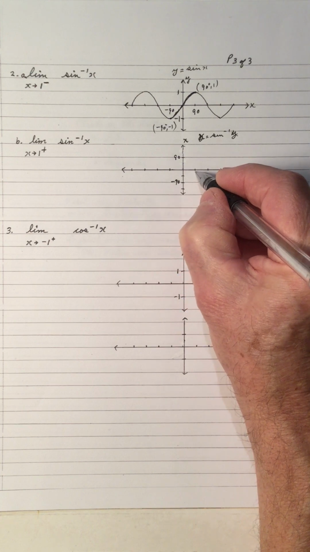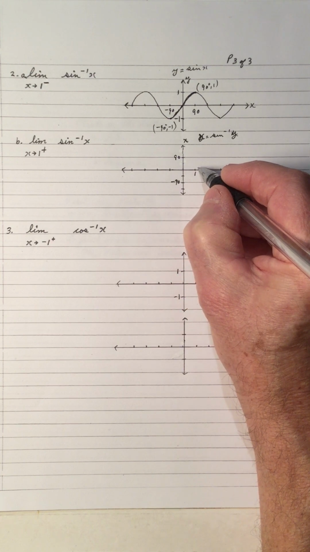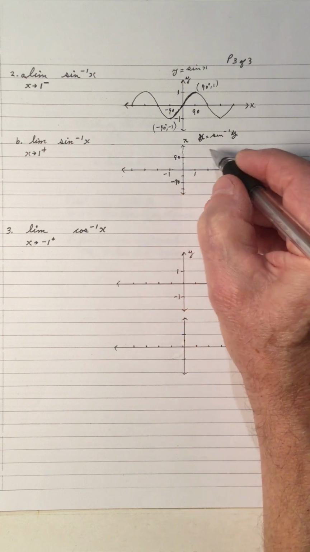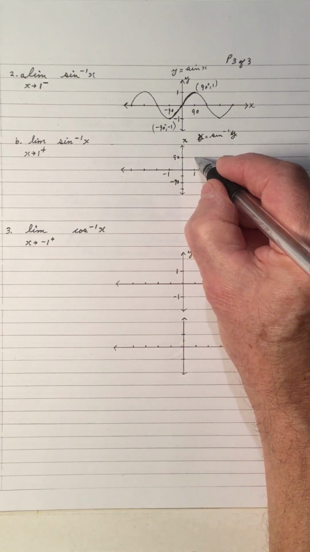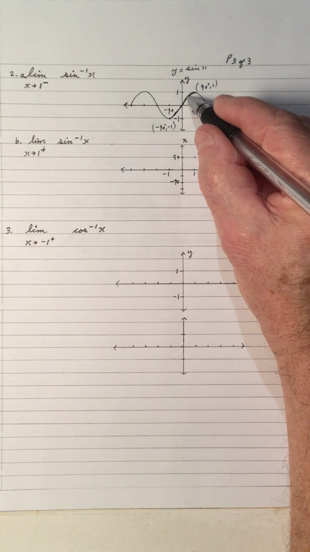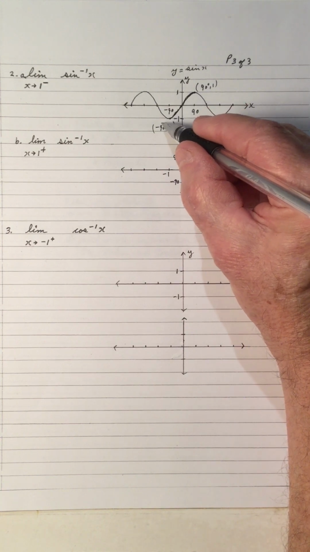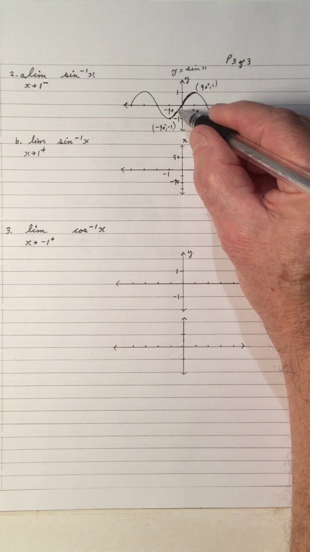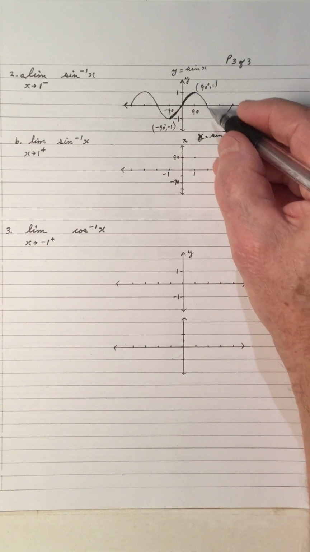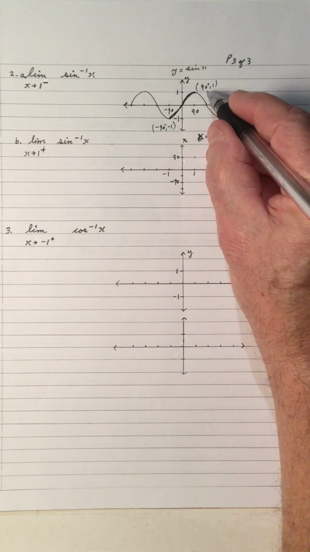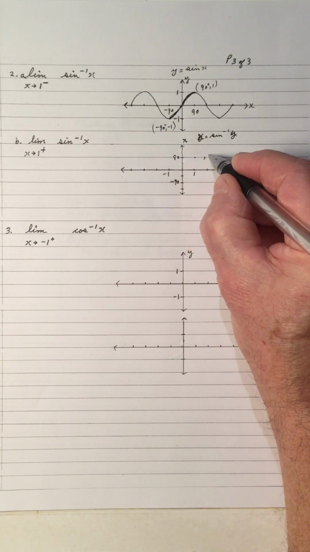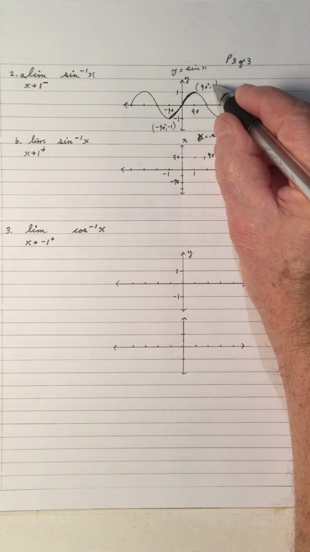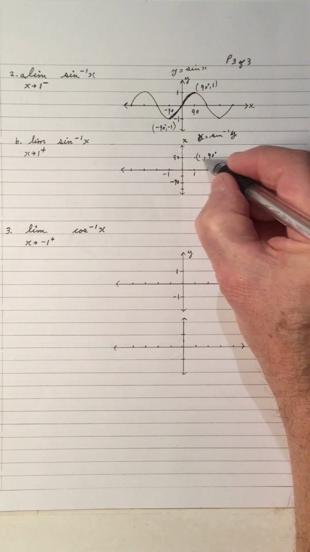And right here is a 1. And this is negative 1. So when you reflect this part of the graph in the line y equals x, the x and the y flip. So the 90 becomes the y, and the y becomes the x.